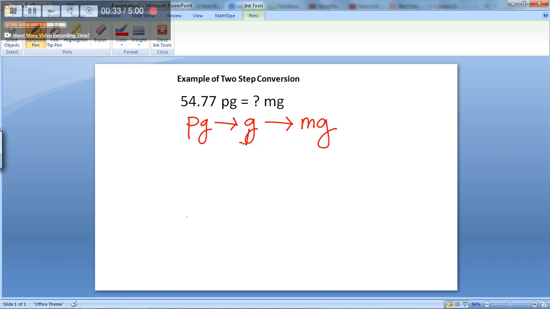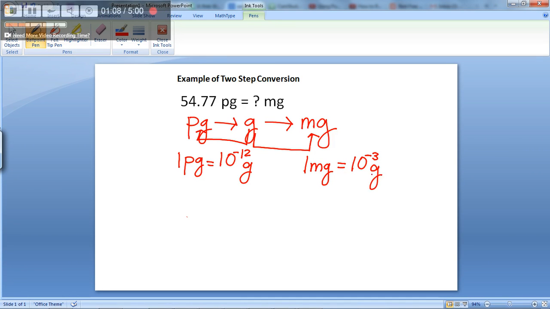So as I stated earlier, there's a relationship between these two units and there's a relationship between those two units. So 1 picogram, with my prefix, is equal to 10 to the minus 12 grams. On this side, I would have 1 milligram equals 10 to the minus 3 grams.